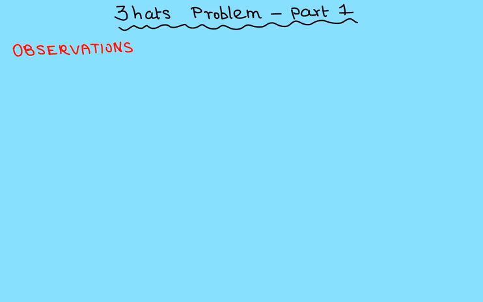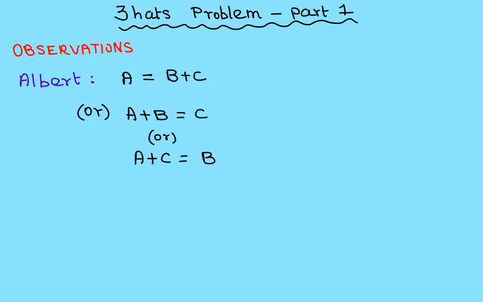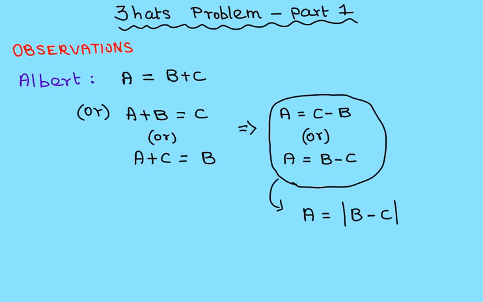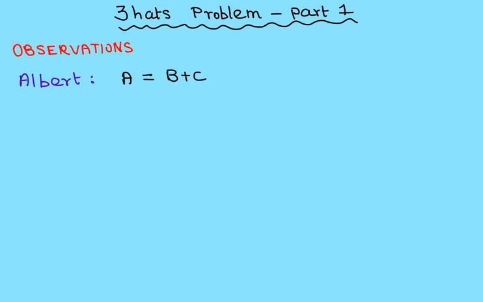For example, consider Albert. His number A can be either the sum of the other 2, that is B plus C, or A added with some other number gives that number, that is A plus B equals C or A plus C equals B, that is A equals C minus B or B minus C. Since A is positive, A is equal to the absolute difference of B and C, just the absolute value of B minus C. So Albert deduces that his number can be either B plus C or the absolute difference of B and C.